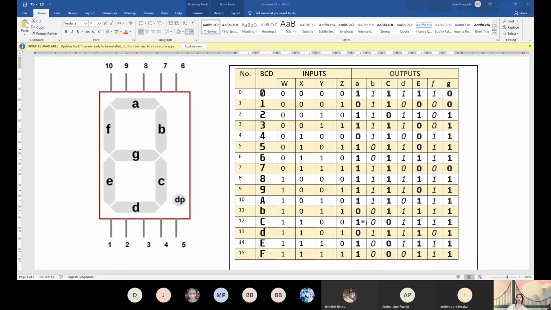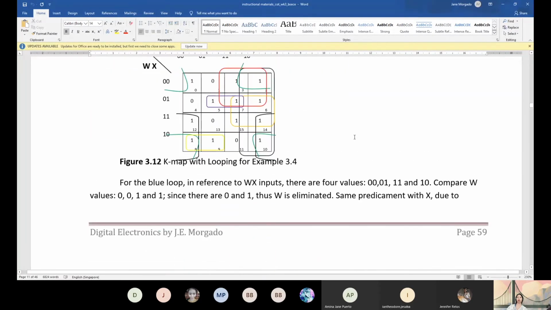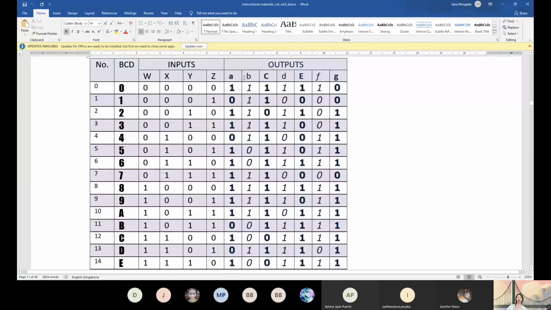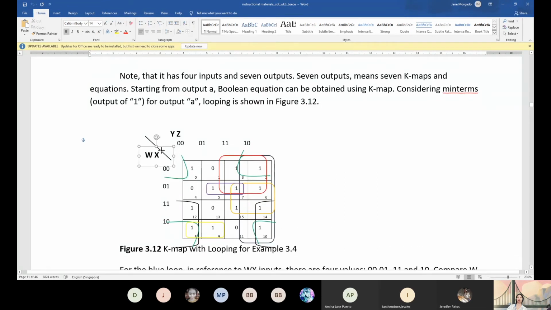So, we have 4 inputs and 7 outputs, okay? That means 7 outputs, 7 circuits and 7 Karnaugh maps. Can you imagine? Have you anticipated it? If you have 7 outputs, you are going to have 7 circuits also. Class? Okay, so let's start.